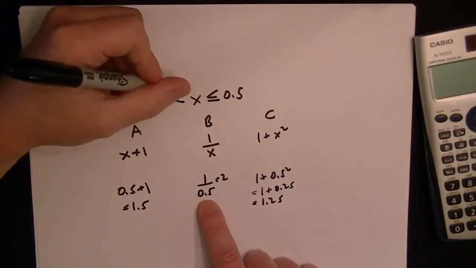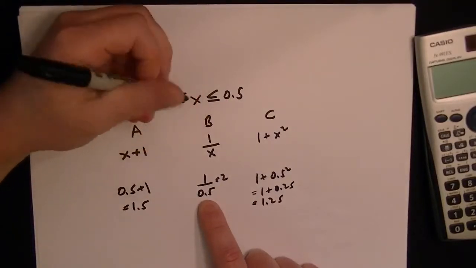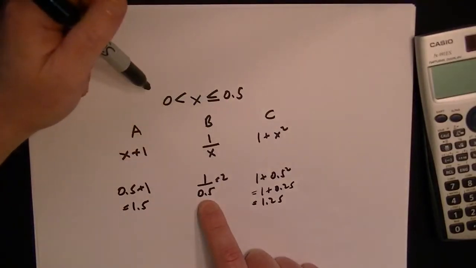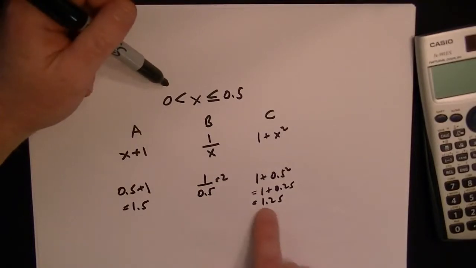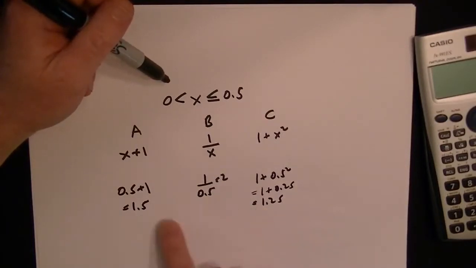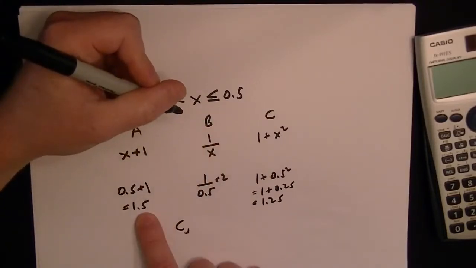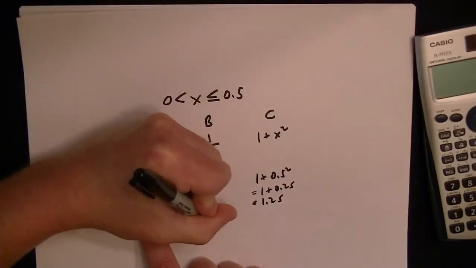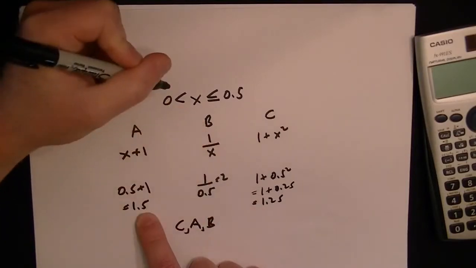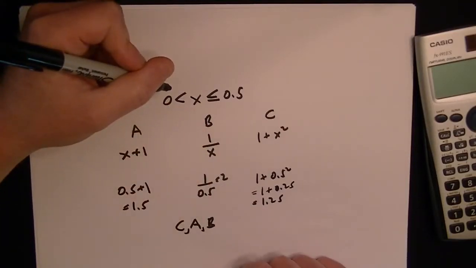So to finish off the question, you want to go from least to greatest. So the least one is going to be C. And then the next one up is going to be A, and then you've got B as the greatest.